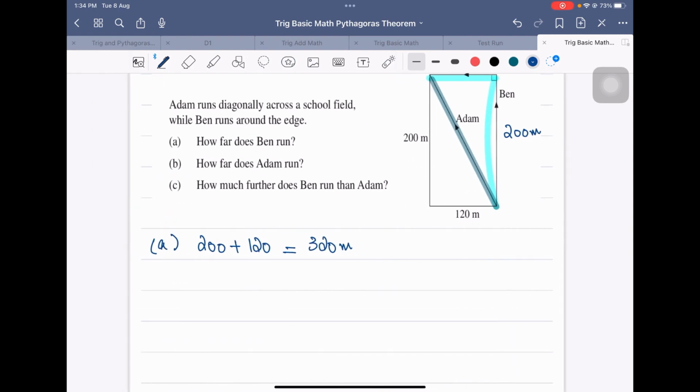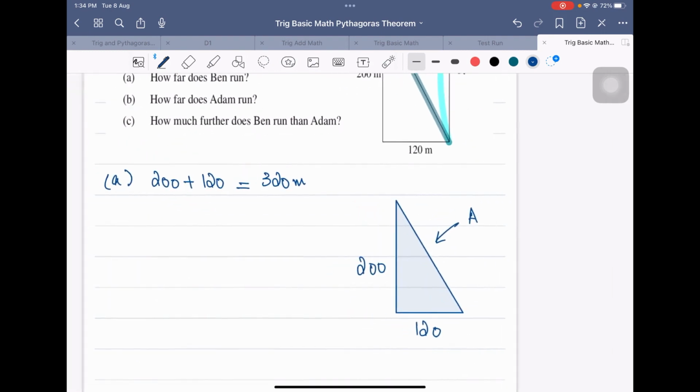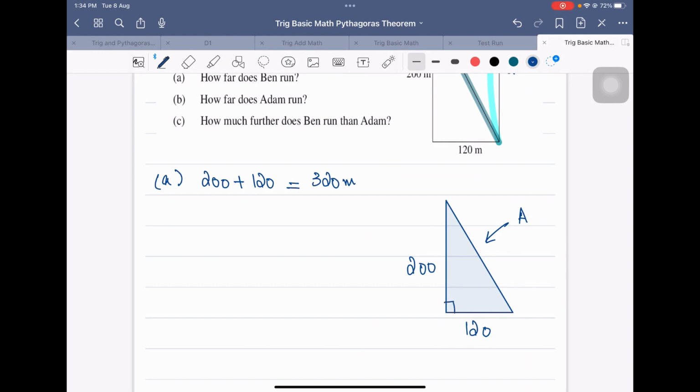So now, in order to find Adam's distance, let's see it with a right angle triangle. This is the path that Adam had taken. Let's call it A. This is 200 and this is 120. Nobody has to mention it, but it's understood that this is a 90-degree angle. So for part B, what you have to do is write 120 squared plus 200 squared is equal to A squared.